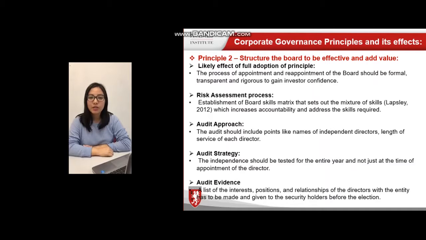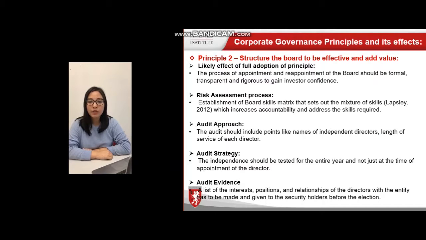The second principle states to structure the board to be effective and add value. In order to gain investor confidence, the process of appointment should be formal, transparent, and rigorous. Risks can be assessed by establishing a board skill matrix to set the mixture of skills, which increases accountability and matches the skill requirements. Audit should use the approach of listing the names of the independent directors along with their service period. Audit can use the strategy of testing the entire year, not just at the time of the appointment of the directors. Audit evidence can be a list of the interests, positions, and relationships of the directors with the entity, which has to be made and given to the security holders before the election.